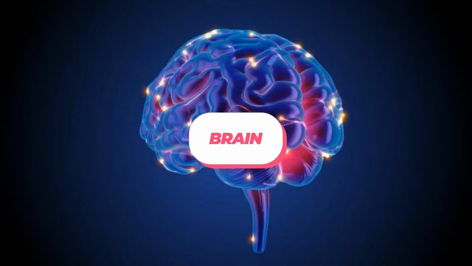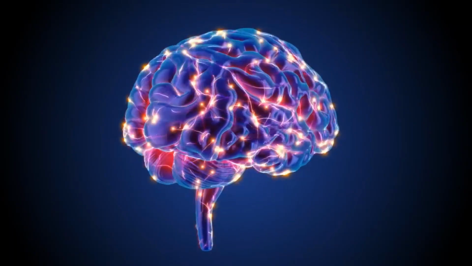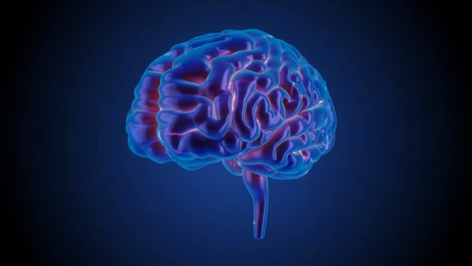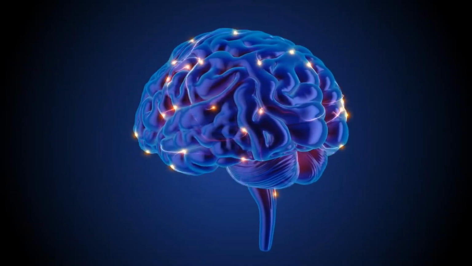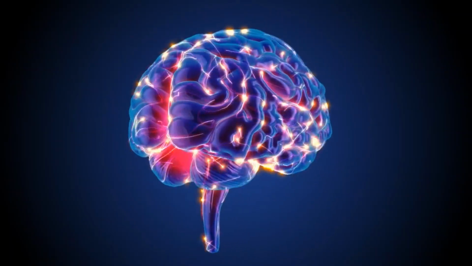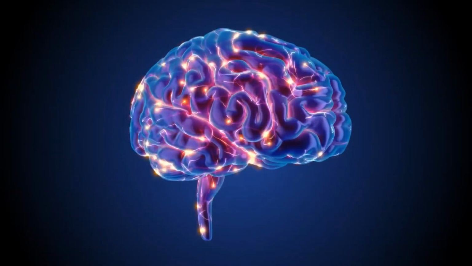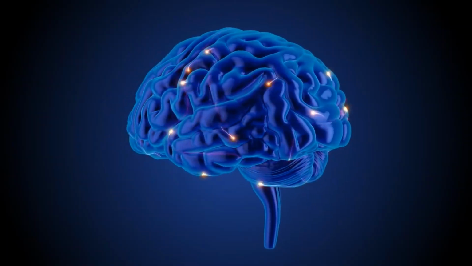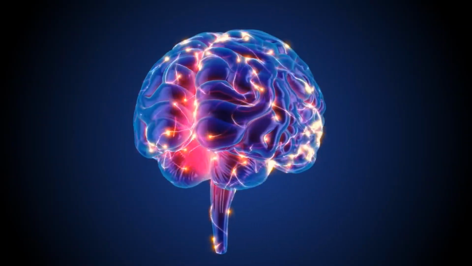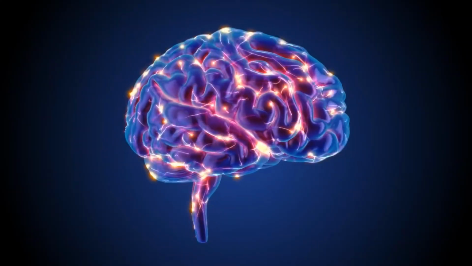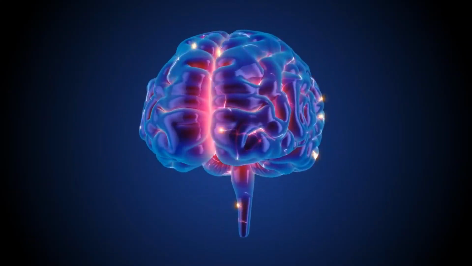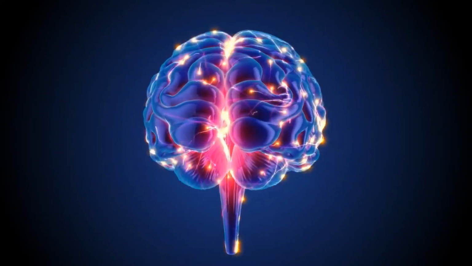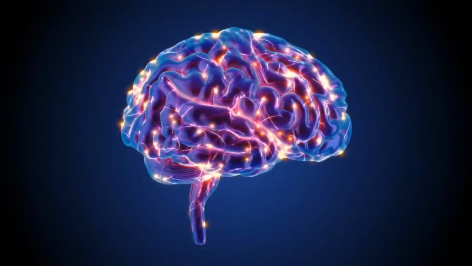Brain. The brain is a complex organ that is responsible for controlling all the body's functions, including thinking, feeling, and behaving. It is divided into several different regions, each with specific functions. The cerebrum is the largest and most complex part of the brain and is responsible for most of the brain's functions. It is divided into two hemispheres, left and right, which are connected by a bundle of nerve fibers called the corpus callosum. The cerebrum is divided into four main lobes: the frontal lobe, the parietal lobe, the temporal lobe, and the occipital lobe. Each lobe is responsible for different functions, such as movement, sensation, language, and vision.